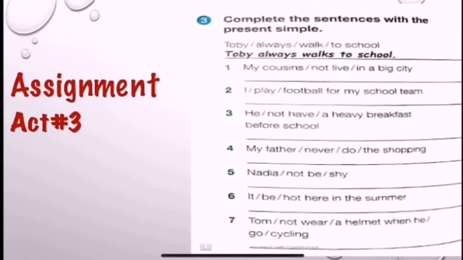Here is your home task for this lesson. Your assignment is to solve activity number 3 from workbook page number 8. Do it carefully. You have to complete the sentences to form present simple tense. As all your concepts regarding present simple tense are clear, so hope there will be no difficulty in solving this exercise.